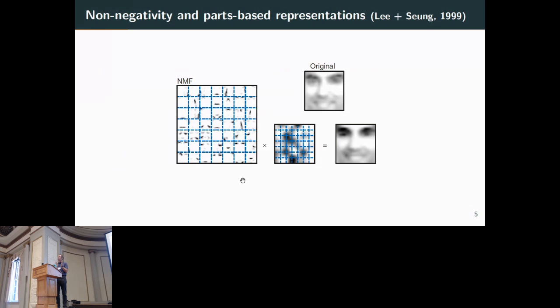But that's not the matrix that's being factorized. The matrix that's being factorized, the rows are faces and the columns are pixels. So you take your image and you vectorize it. You turn it into a long string of pixels, and that becomes a row in your data matrix. So each row in your data matrix is the pixels from a facial image, vectorized.